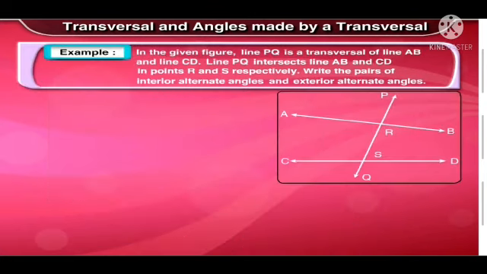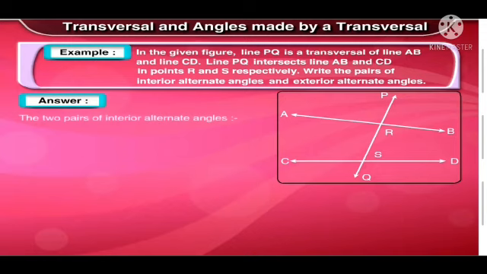In the given figure, line PQ is a transversal of line AB and line CD. Line PQ intersects the lines AB and CD in points R and S respectively. Write the pairs of interior alternate angles and exterior alternate angles. Look at the figure. The two pairs of interior alternate angles are: first one, angle ARS and angle RSD, and second one, angle BRS and angle RSC.